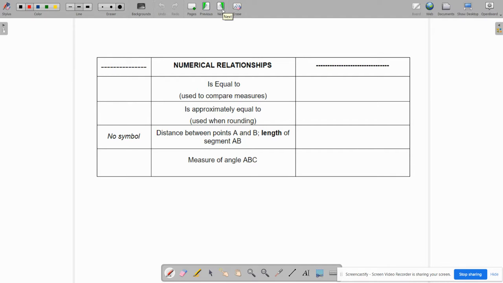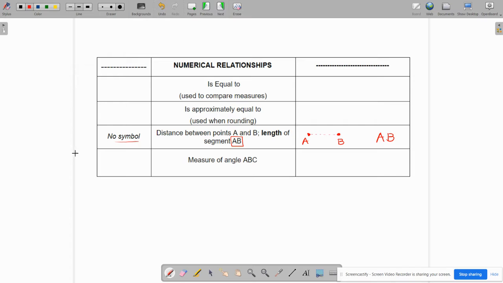We also have numerical relationships. Before I do the top two, I want to talk about some notation. If I'm talking about points A and B, so here's point A and here's point B, and I want to calculate the distance between them, then I say AB with no symbol. This is telling me that I'm calculating the distance from here to here. That's straight line distance. So there's no symbol, you're just writing AB with nothing above it.